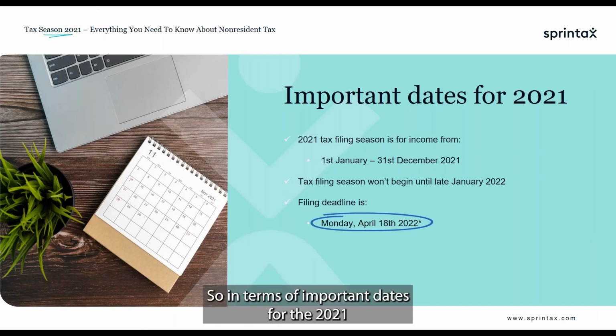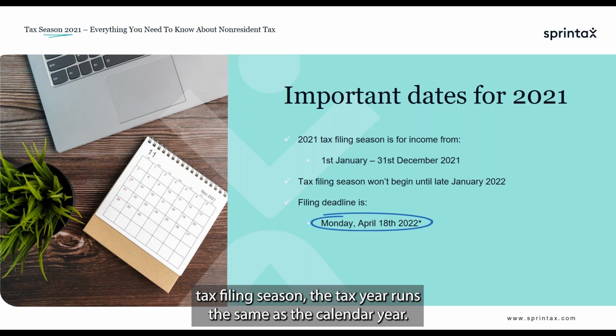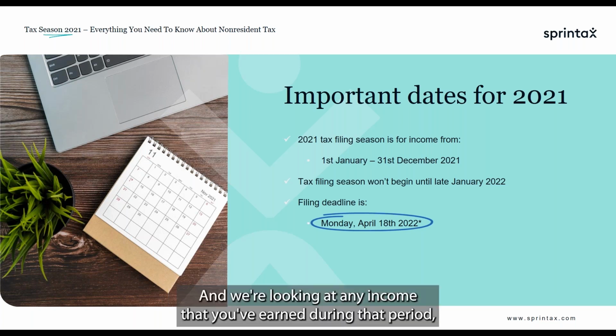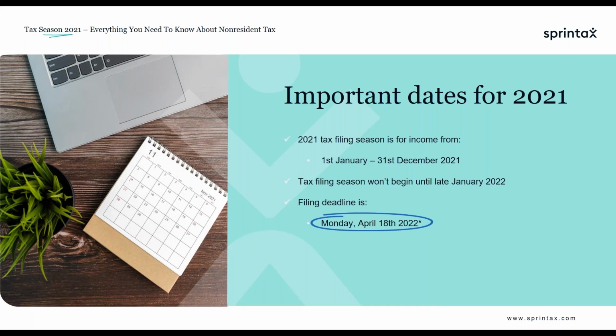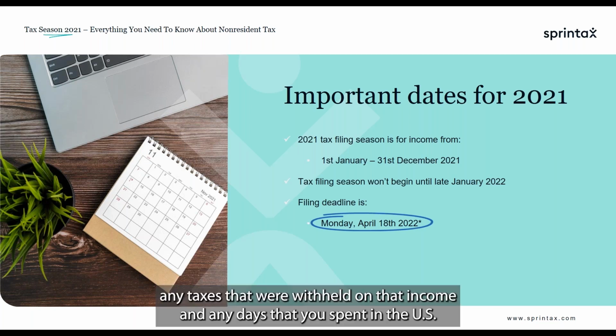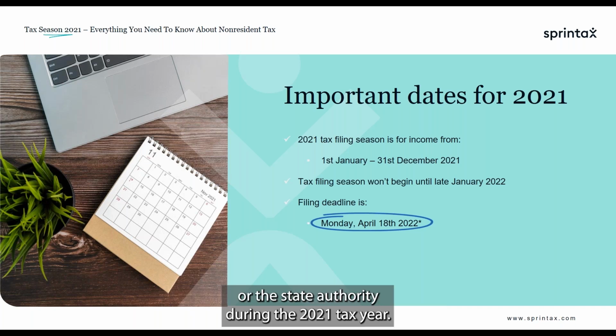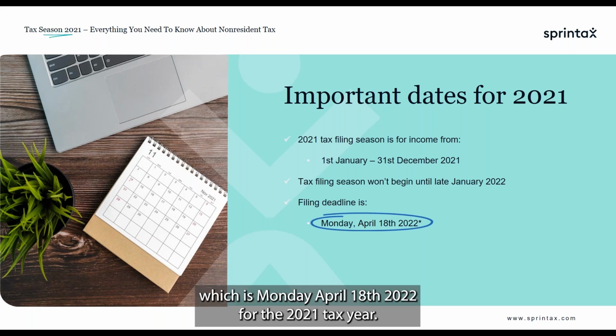In terms of important dates for the 2021 tax filing season, the tax year runs the same as the calendar year. So it's looking back at the period from January 1st to December 31st, 2021. And we're looking at any income that you've earned during that period, any taxes that were withheld on that income, and any days that you've spent in the US. So we're looking to figure out if you've over or underpaid tax to the IRS or the state authority during the 2021 tax year.